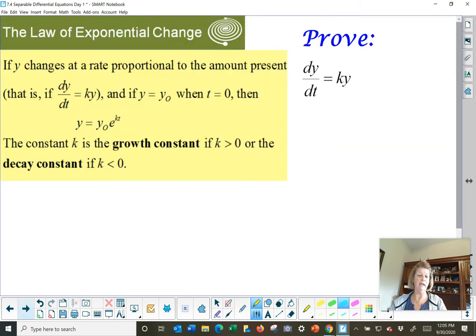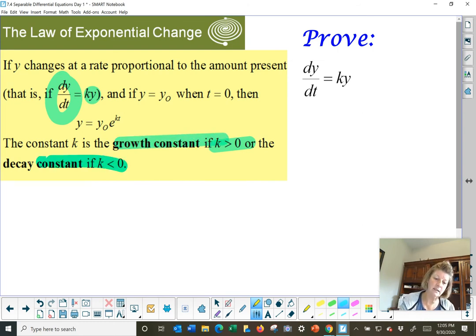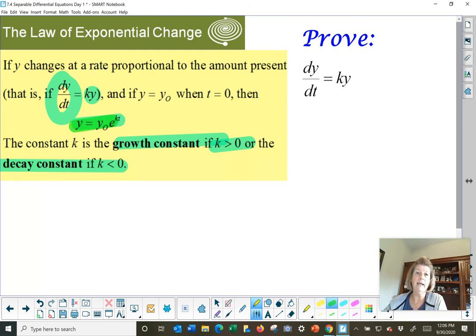All right, the last thing is the law of exponential change. If y changes at a rate proportional to the amount present, that is, if it has a rate of change that is proportional to the amount present, we're going to have a k value that represents the constant of proportionality in here. When k is greater than 0, we know we're in constant growth. If k is less than 0, we have decay going on. So it's suggesting that that differential equation, dy/dt equals ky, turns out to equal y equals y naught e to the kt. We want to prove that.